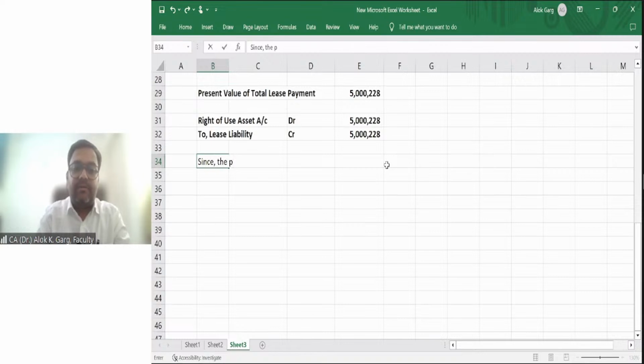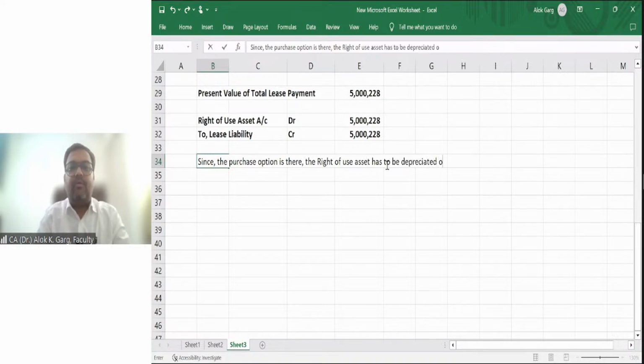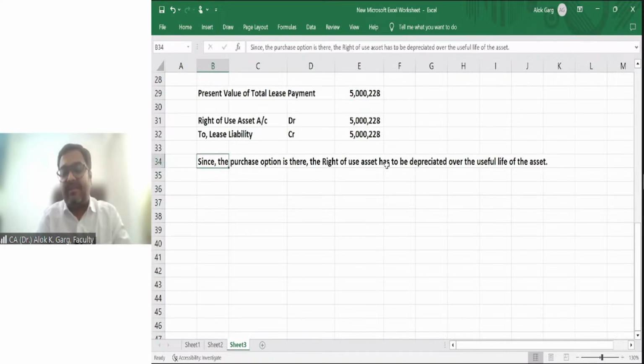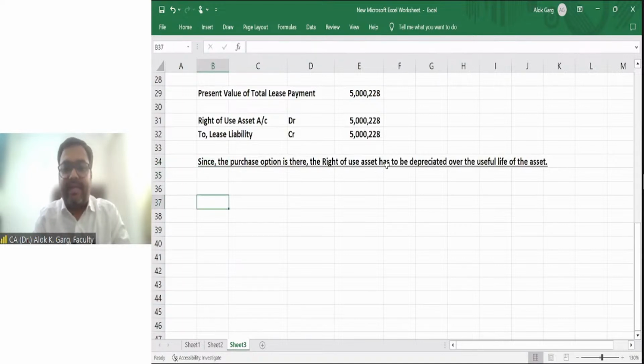Friends, since the purchase option is there, the right of use asset has to be depreciated over the useful life of the asset, not over the lease term, rather over the useful life of the asset.